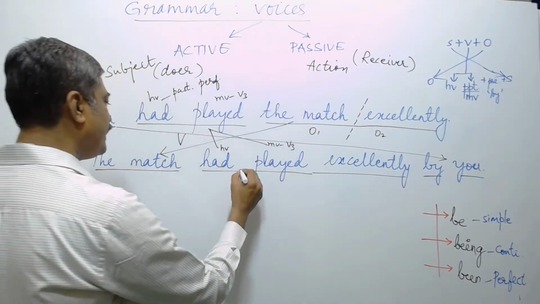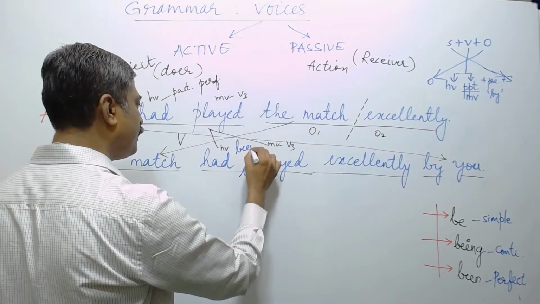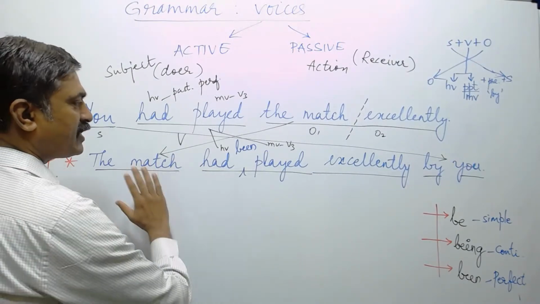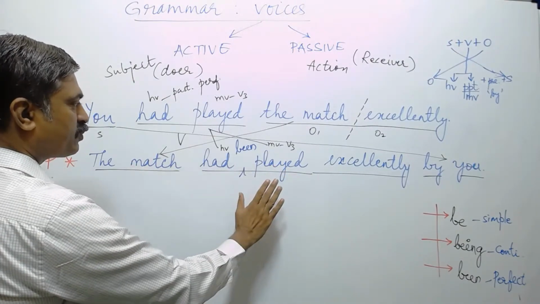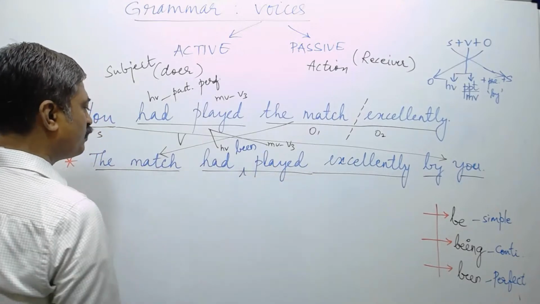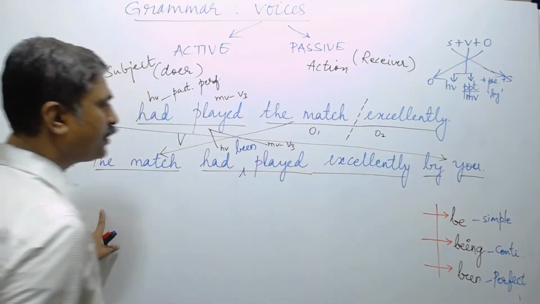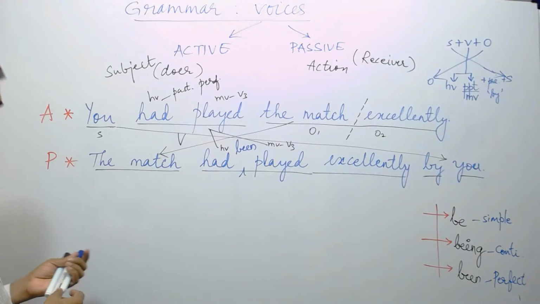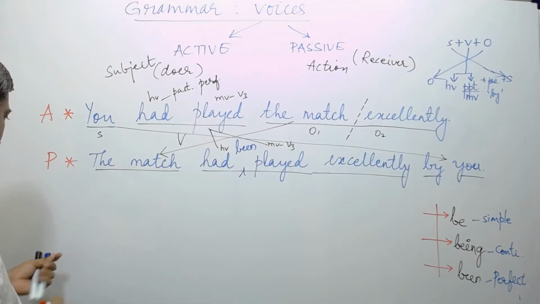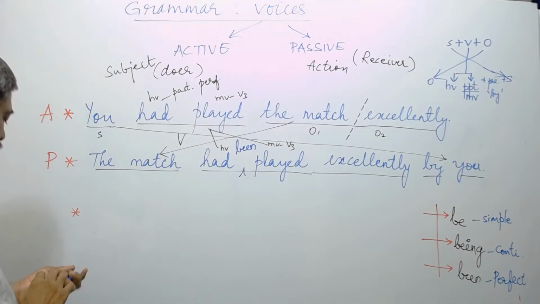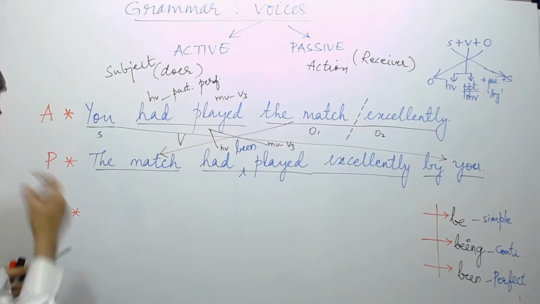So use this been here, and you see the magic that been plays. Once been is written here, it keeps the tense smooth, and it keeps the action going smooth, right? The match had been played excellently by you. So that is how it goes. Okay, just for our understanding, we'll take another example on the same, on the assertive sentences.